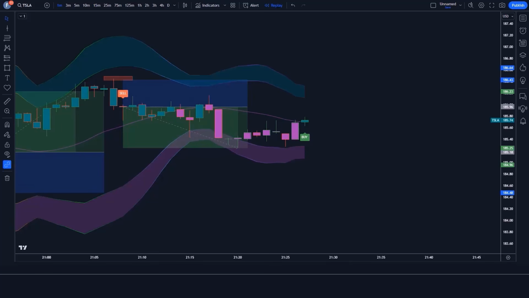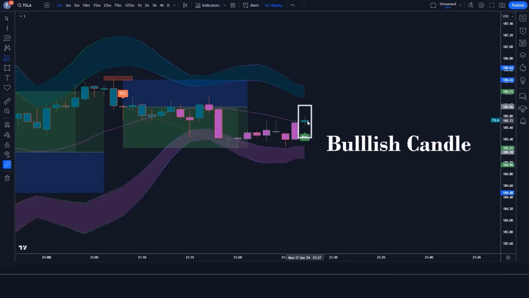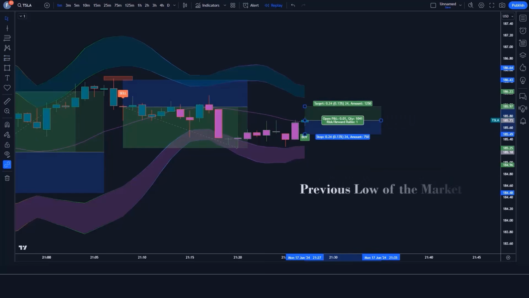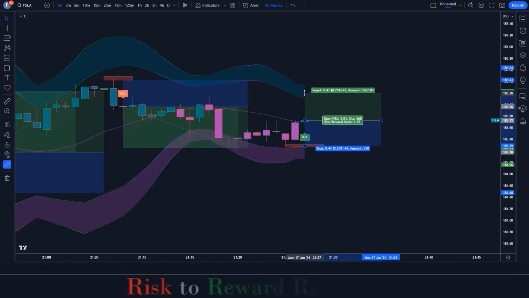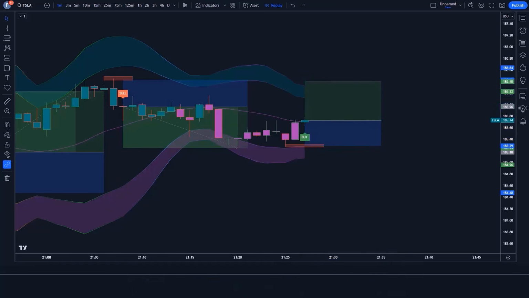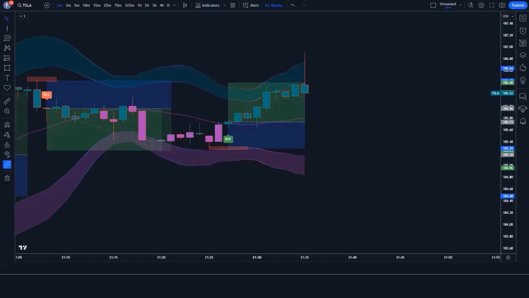We have got the signal. When the Community Algo Indicator gives us a buy signal, here the market has made a bullish candle to give confirmation. So all our conditions are being fulfilled, so we are placing an order to buy. Our stop loss is to be placed at the previous low of the market, and the risk to reward ratio will be 1:1.5. Let's see what happens to our trade. We have won the trade. Let's find the next trade.